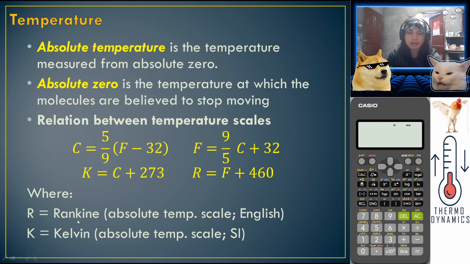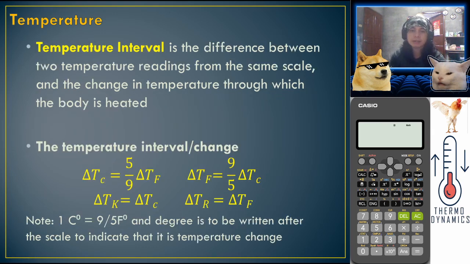So, sabi nga natin, Rankine is the absolute temperature scale for English system. And Kelvin is the absolute temperature scale for SI system. Let's do this. Yan. Temperature interval. So, pag sinabi natin interval, it is the difference between the temperature readings from the same scale and the change in temperature through which the body is heated. So, pag interval or change, meron tayong delta. Delta means change, difference.